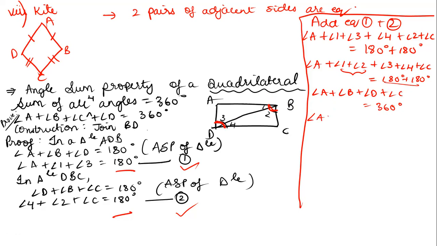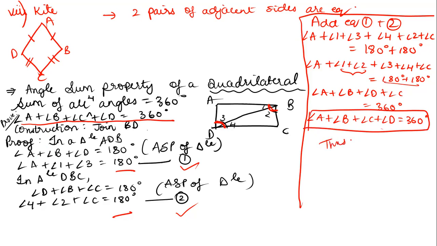So angle A plus angle B plus angle C plus angle D is equal to 360 degrees. I've arranged the angles in order. Now what did we have to prove in the beginning? That angle A plus angle B plus angle C plus angle D is equal to 360 degrees, and that's what we have proved right here. So thus proved. Clear? Very simple, right? Very easy. I hope you guys got it.